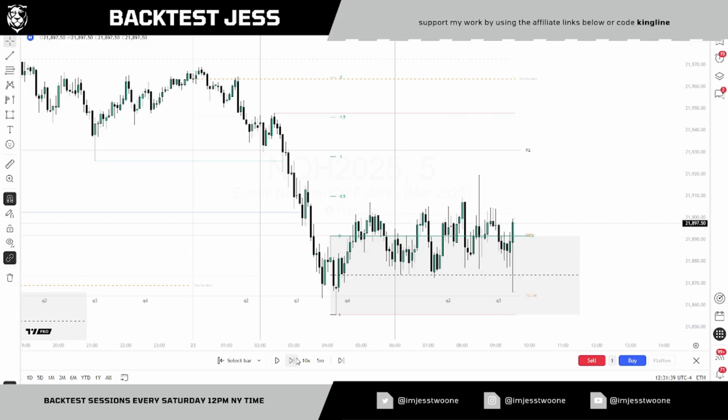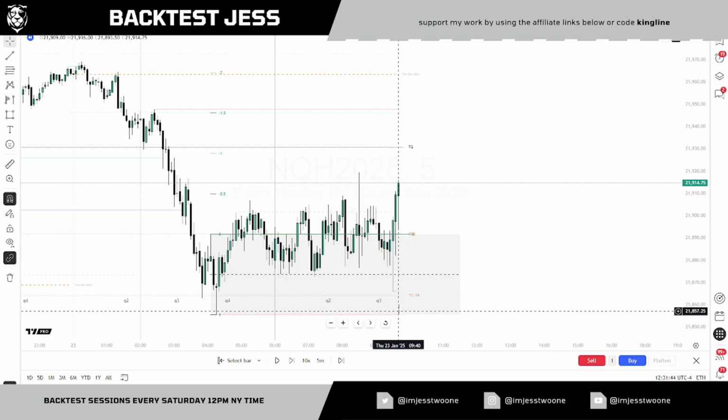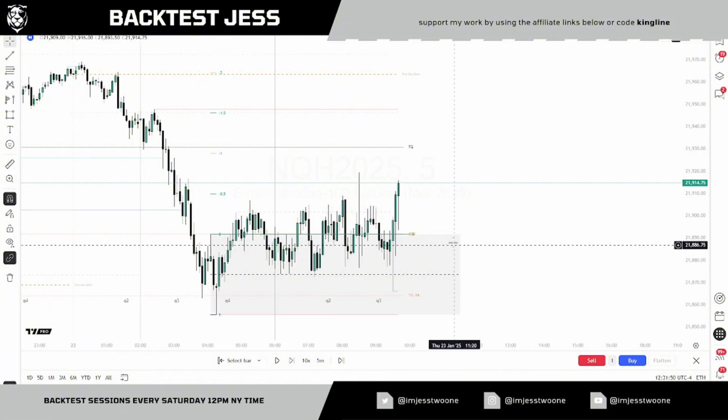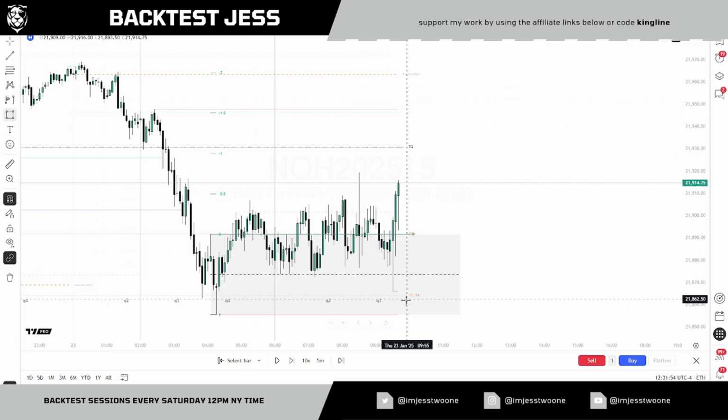So approaching 9. Here's another Q3. Okay, now this is great. Q3 comes down and manipulates all of Q1, Q2 lows. Even though this right here is a Q4 manipulation, we do have a new Q3 manipulation here.